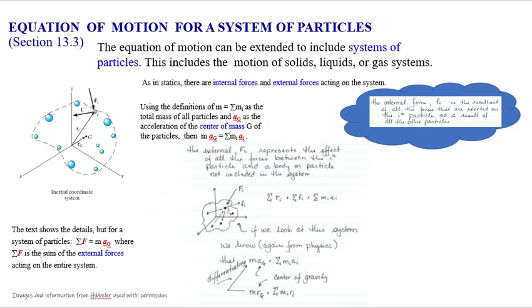So we also look at it in terms of a system of particles. Remember, we can look at a big object as individual objects. So the equation of motion can be extended to include systems of particles, which includes motions of solids, liquids, or gases. But in that case, we're going to have to sum up each individual mass component. Remember, that's why we want to do integrals, because that helps us solve over our object. The internal force F is a resultant of all the forces that are exerted on the ith particle as a sum of all the other particles.